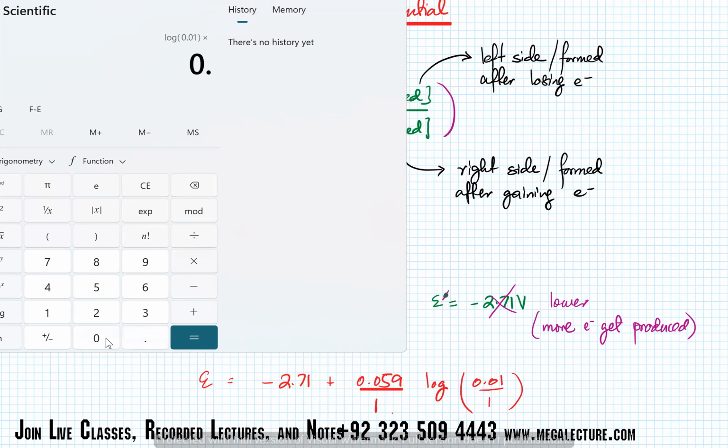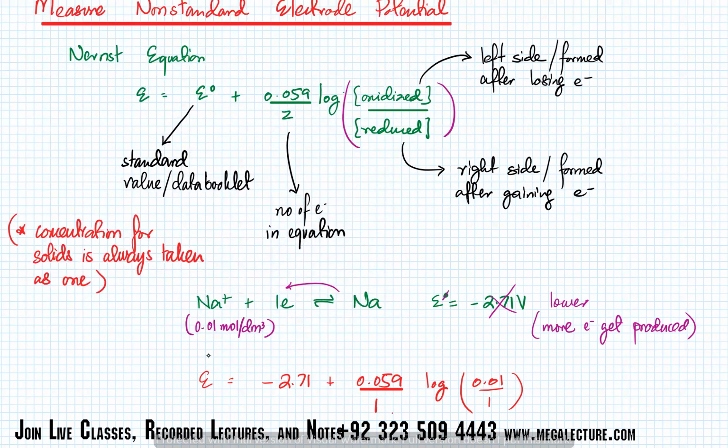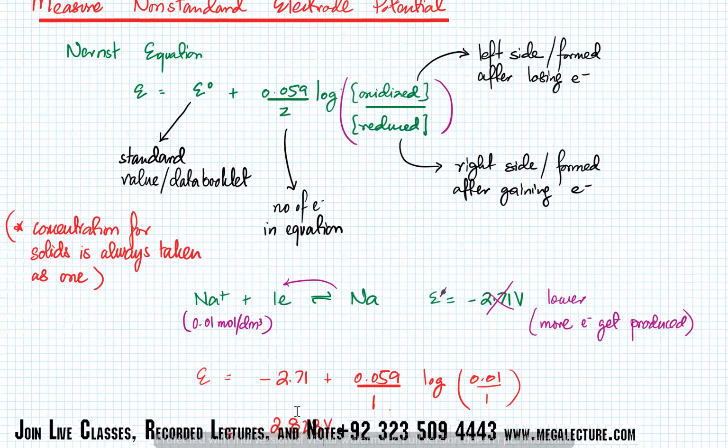0.059 times -2 is -0.118. Then I need to add -2.71. So that comes out to be -2.828. So we predicted that it will be lower, and this is our exact value. Okay, is this clear?